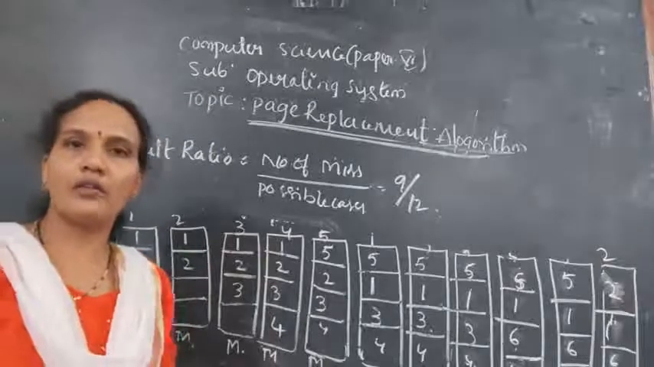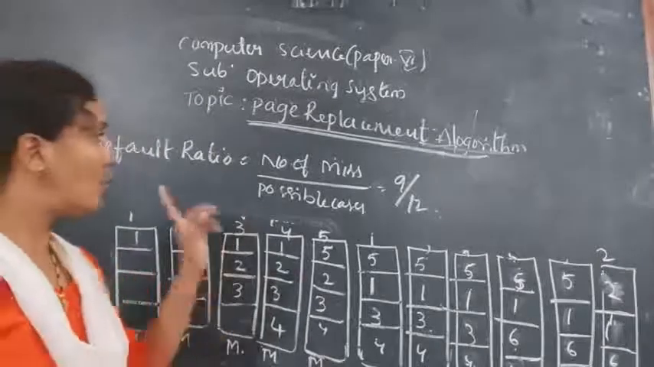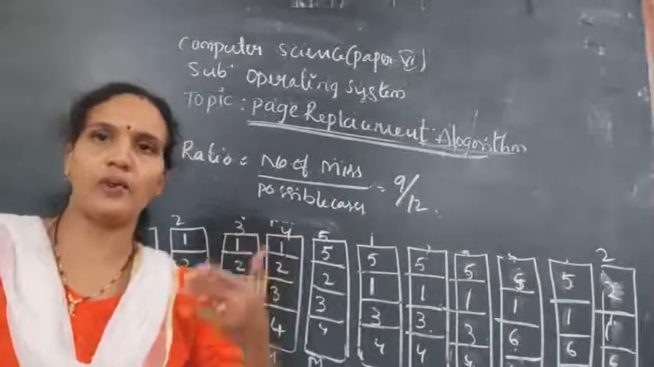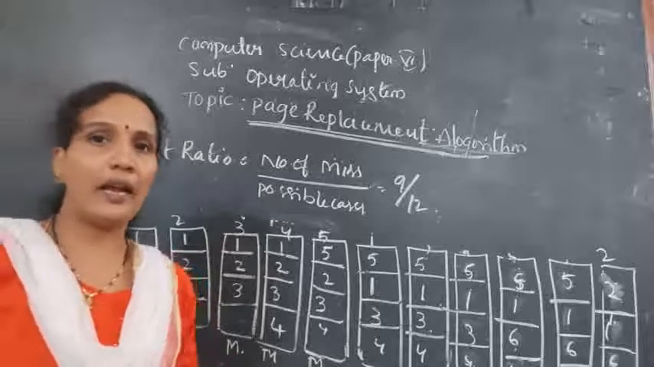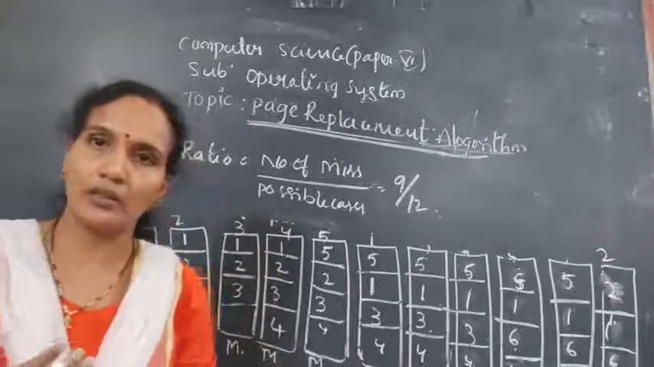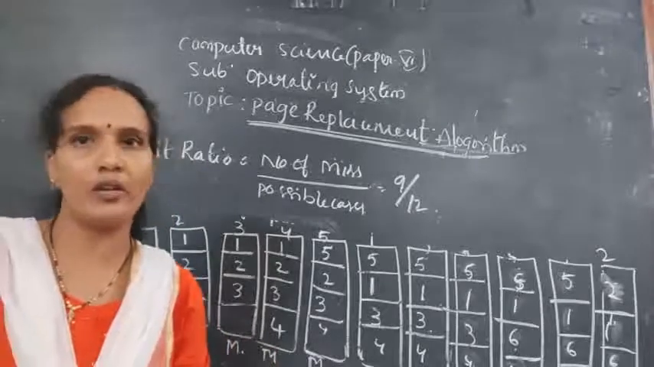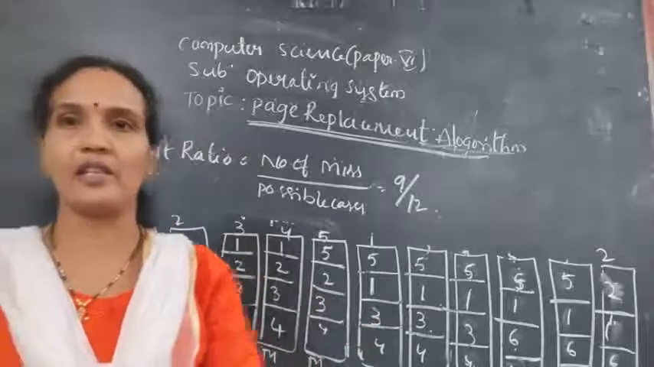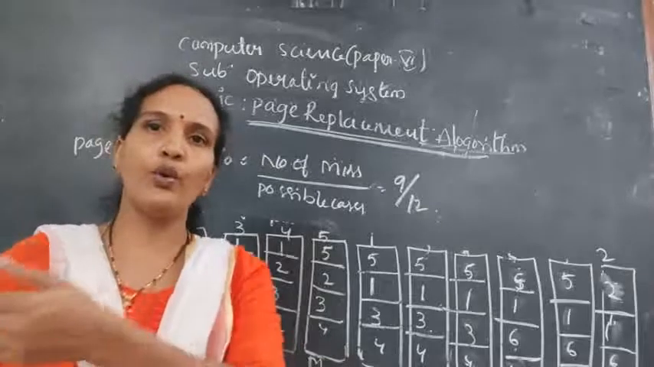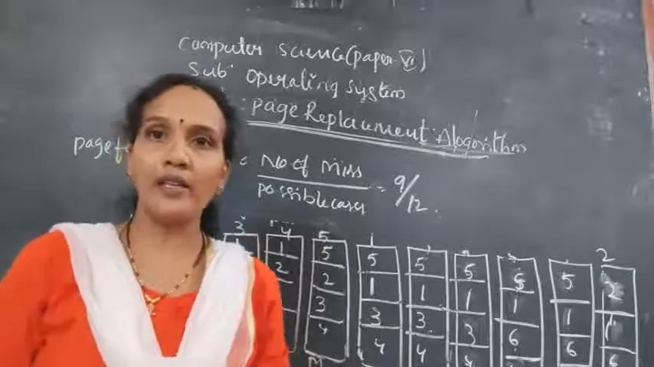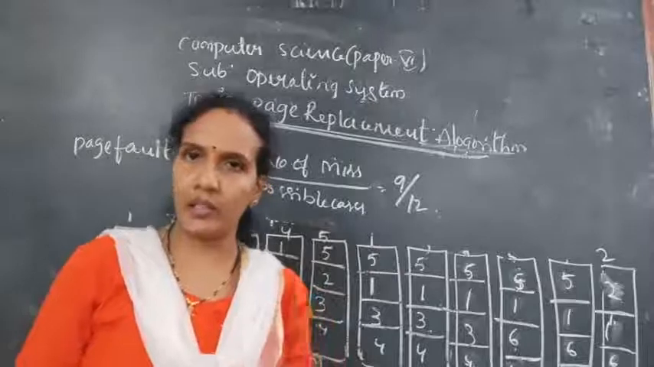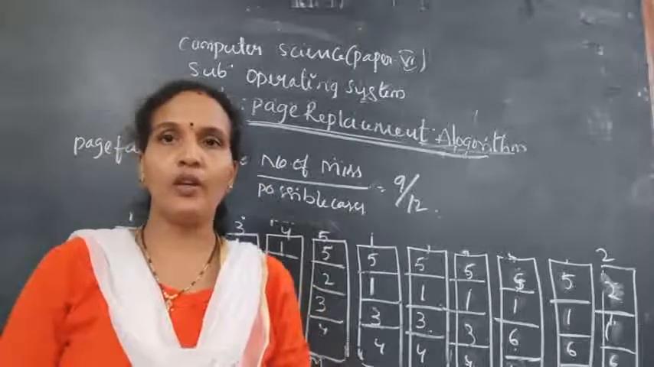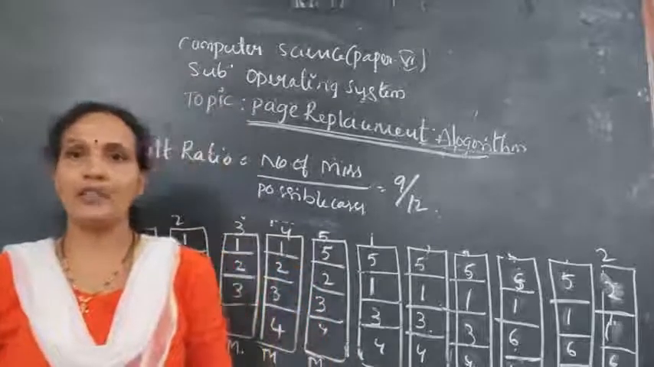So in first in first out, what happened? Only the oldest page is replaced, and you need to check whether it is a hit or a page fault. Hit means if the page is already there in the main memory, no need to load. Fault means whatever page the CPU wants to execute is not there in the main memory. You need to load it from the secondary memory. That is a page fault.